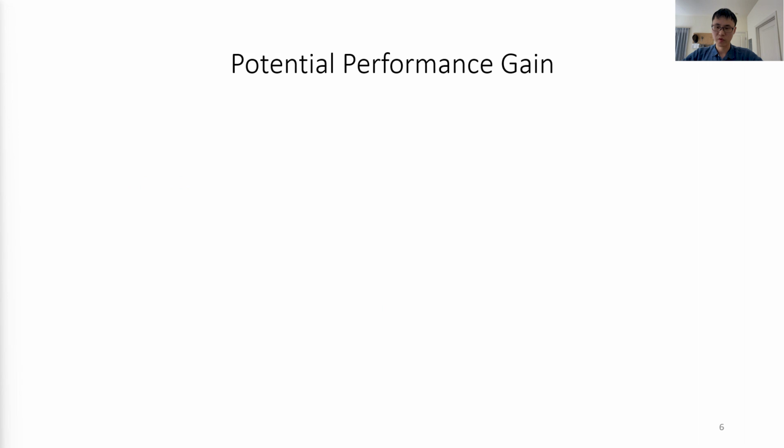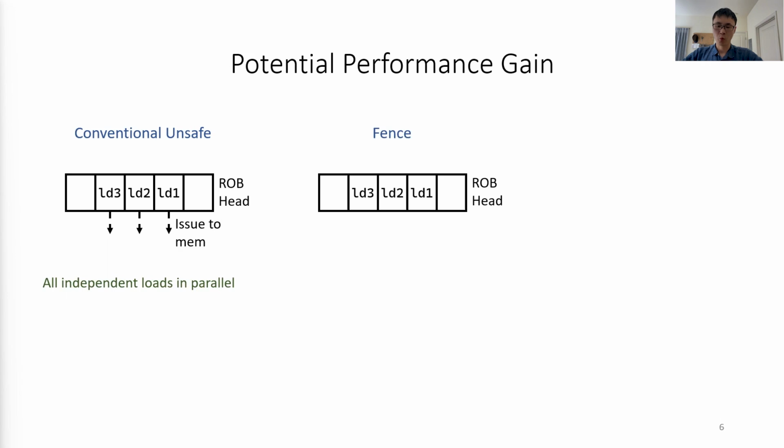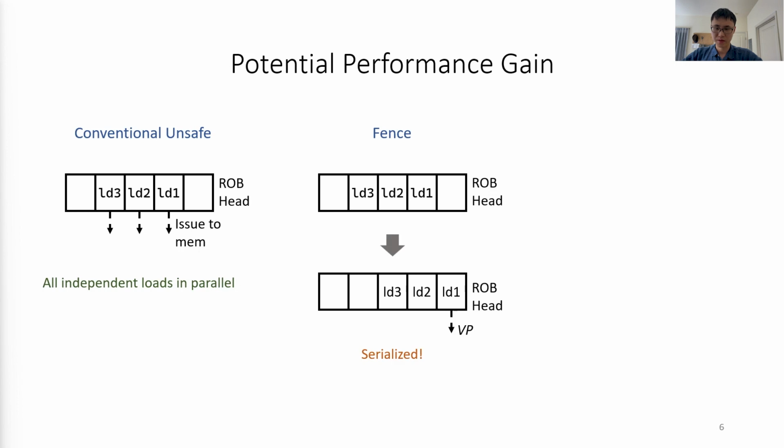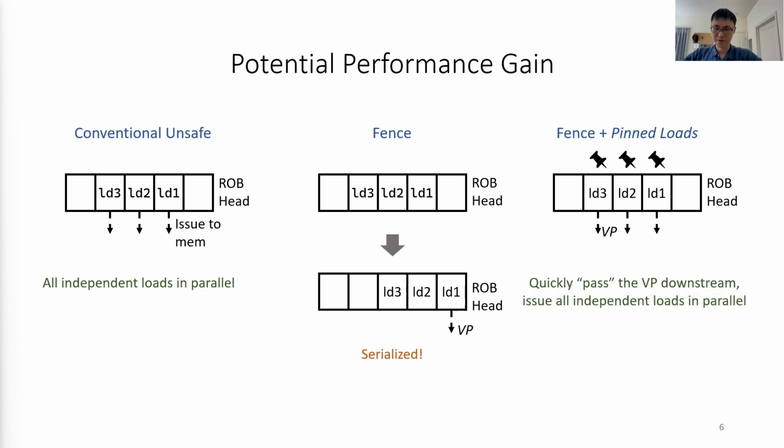To understand the potential performance gain with Pinned Loads, let's consider an example that has three independent loads. On a conventional unsafe core, all three loads can be issued to memory in parallel. While on Fence, each load has to reach the ROB head to issue. The memory access is serialized and happens late in the pipeline. If we augment Fence with Pinned Loads, we can first pin LD1, make it invulnerable to MCVs before reaching the ROB head and issue it. Then we also pin LD2 and LD3 and issue them while LD1 is pending. With Pinned Loads, we can quickly pass the VP downstream and issue all independent loads in parallel.